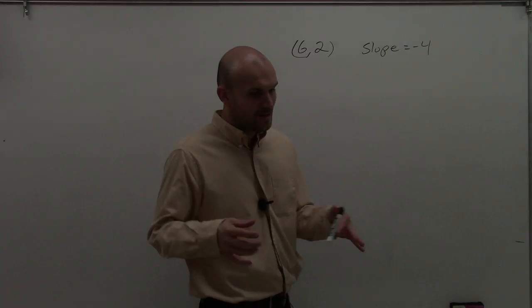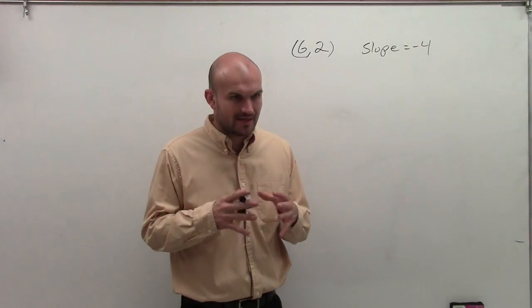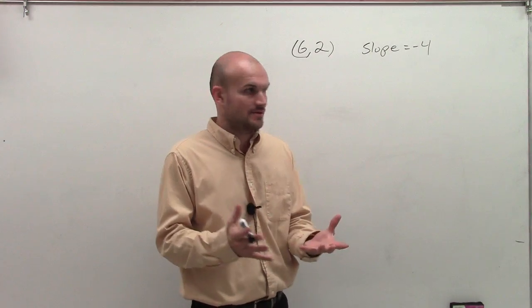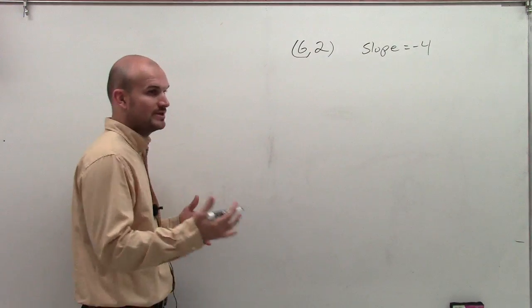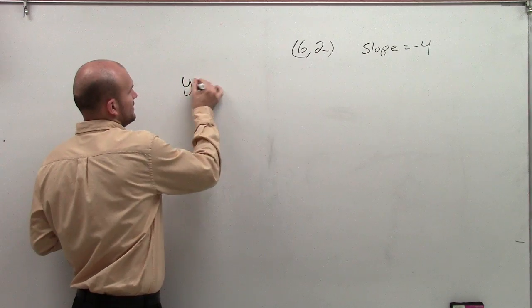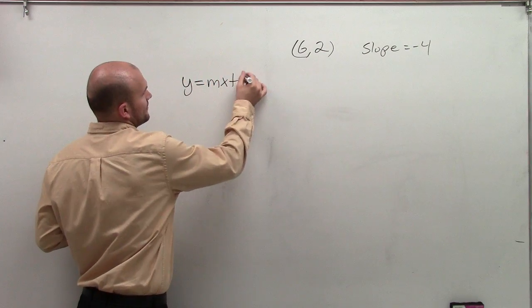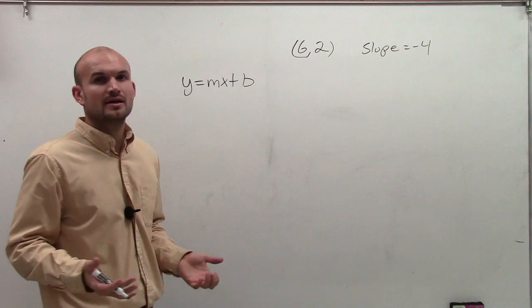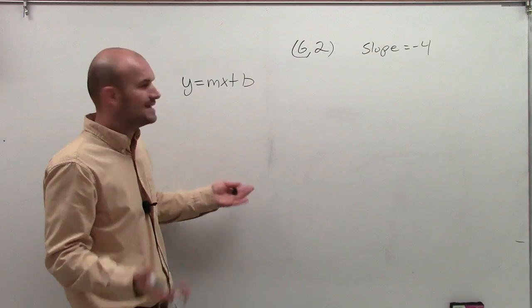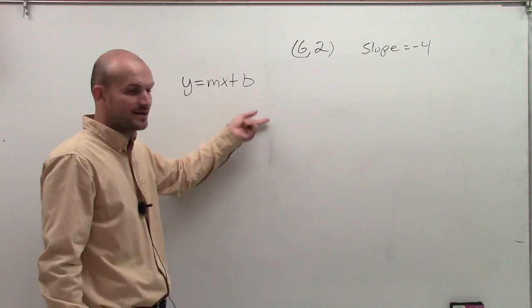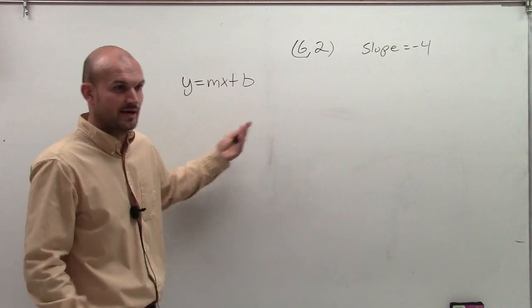Remember, there's three major equations that we use. The first one that we usually teach students with is y equals mx plus b. We teach you how to graph using y equals mx plus b, and it's pretty basic. You find the y-intercept and use the slope to find your next point, right?